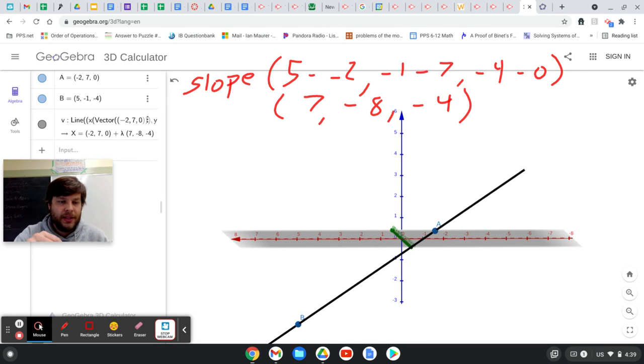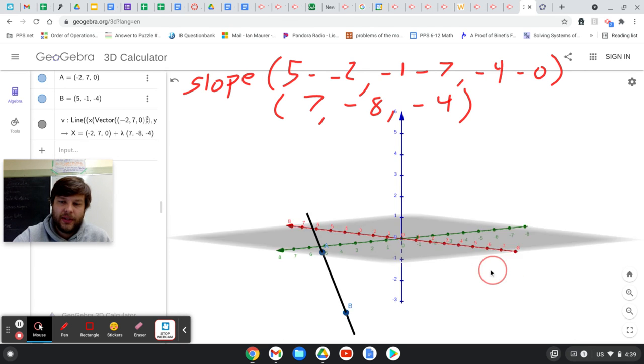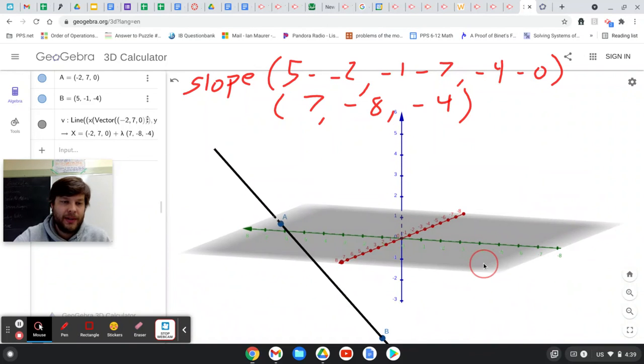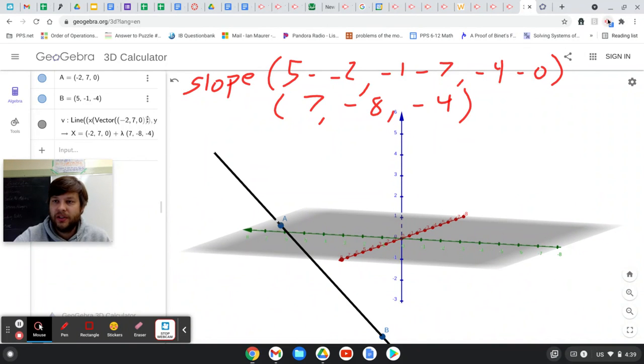I'm out of time for today, but I will make some more videos soon about extending our ideas of lines to looking at planes and finding the angles between them. But this is some of the basics. Feel free to ask for more videos. I'm happy to make them.